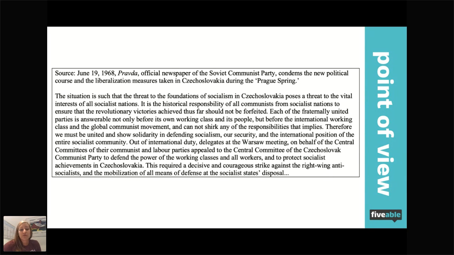We need to look at how the source can have a point of view, even if it's not a person, and how it influences and impacts what we're seeing in the document.